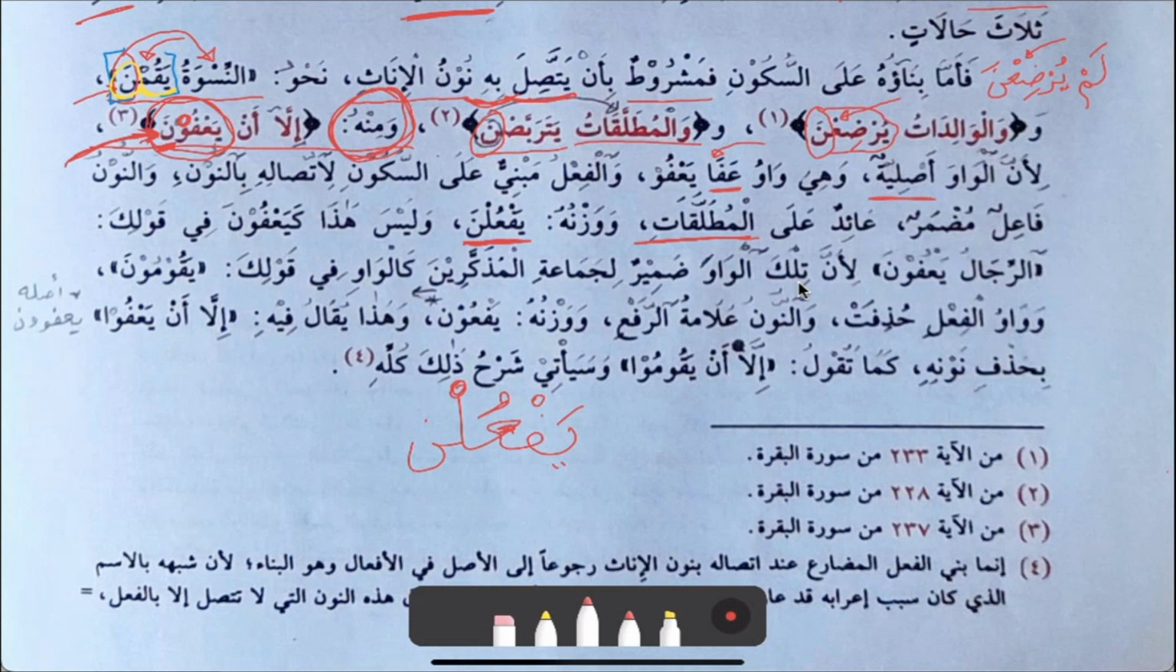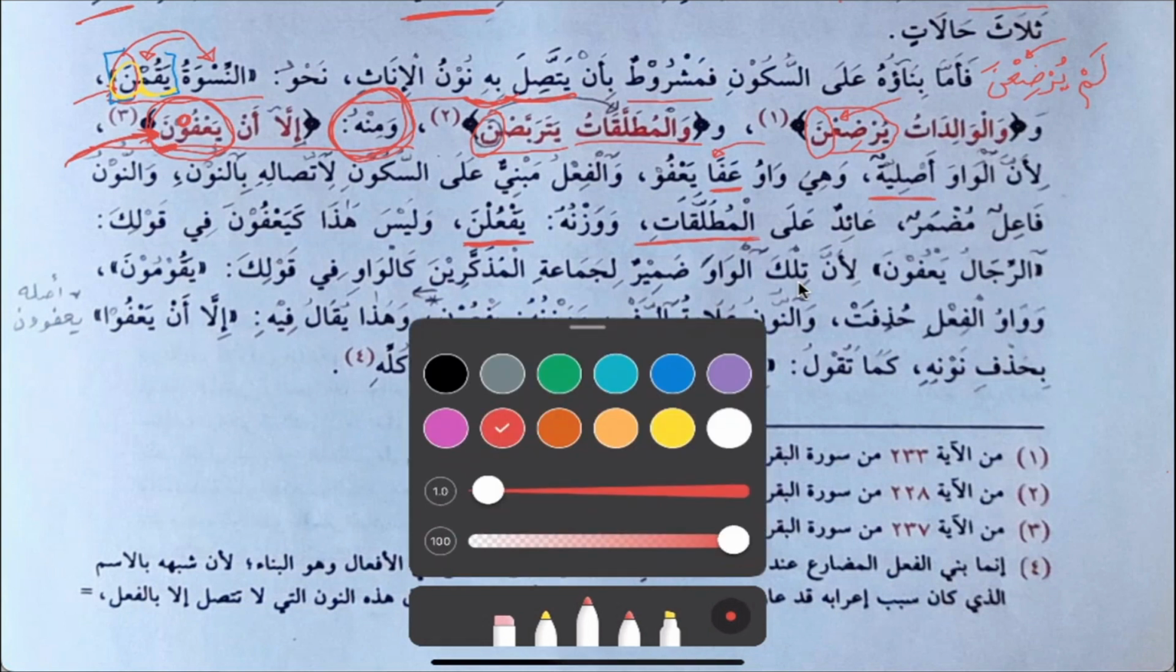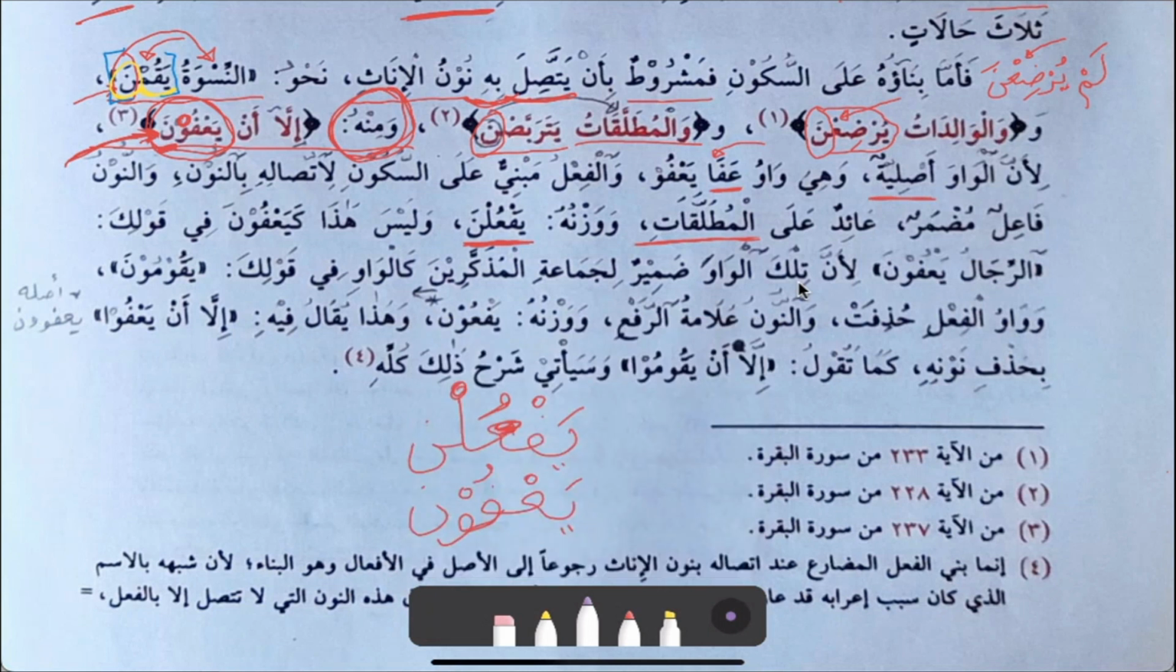يعفون matches up to يفعلن. So this is in sarf. Here is the MuDaari letter. That's referring to the women. It's not the pronoun though, it's just a sign. And here's the verb.